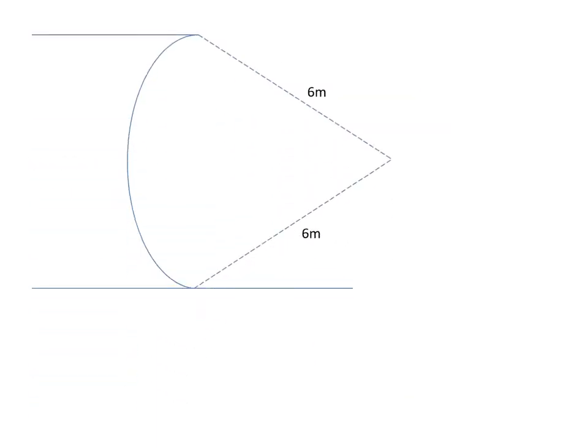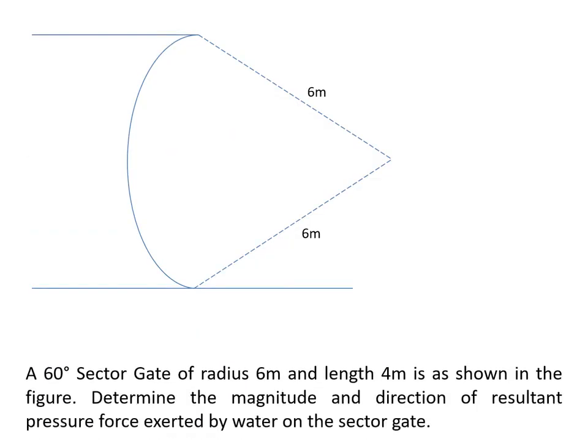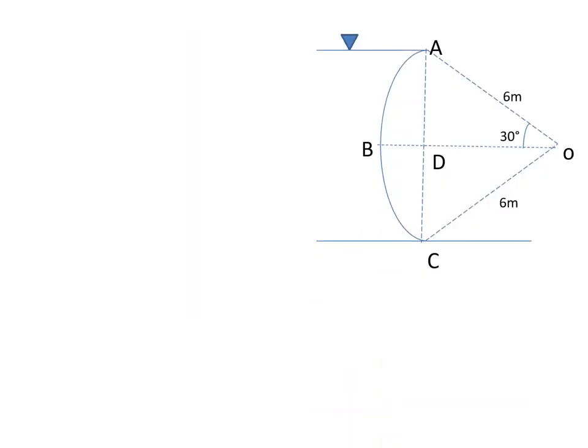Now this is another problem which is similar to the previous problem, but the only thing is it is a sector gate which is of 60 degrees. So here it is a 60-degree sector gate of radius 6 meters, and length of this sector gate is 4 meters. We have to find the magnitude and direction of the resultant pressure force exerted by the water on the sector gate. So this is the sector gate that we are interested in. So this is the surface. Since the total angle is 60 degrees, with respect to horizontal the radius makes an angle of 30 degrees. So this is what we are interested in.